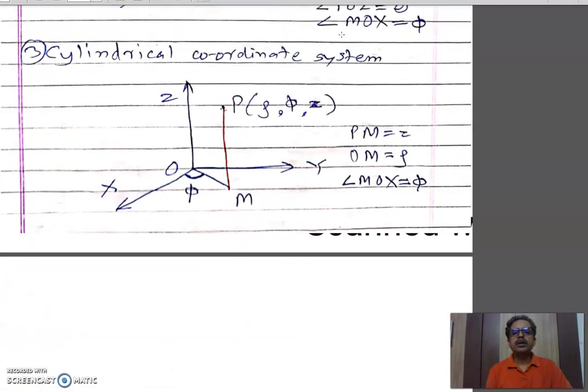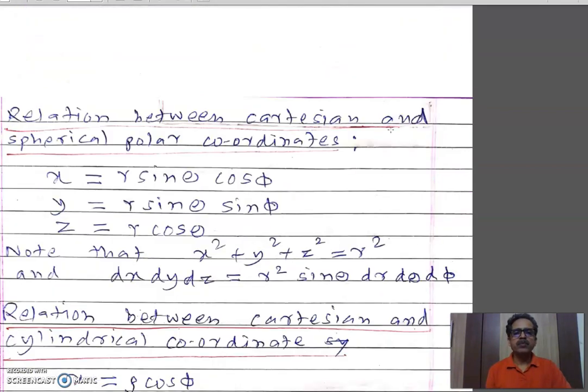Let's see now the third system, the cylindrical coordinate system. Again we have a point P in the space. From the point P, take a perpendicular to the XY plane. M is a point on the XY plane. Join the points O and M. Distance OM is taken as rho and the angle MOX is taken as phi. Then the point P can be identified by three quantities rho, phi and z, and these rho, phi, z are called the cylindrical coordinates.